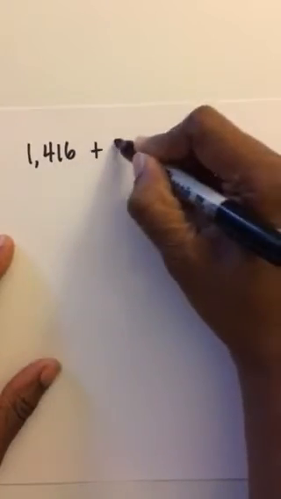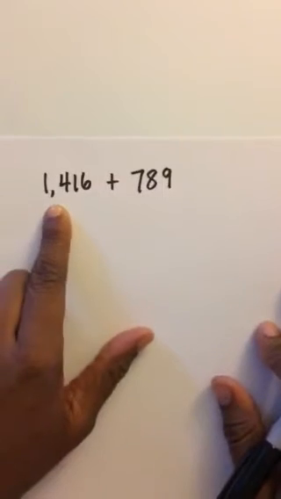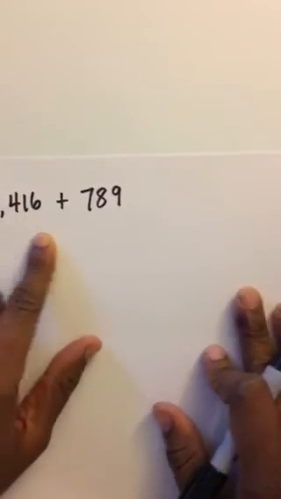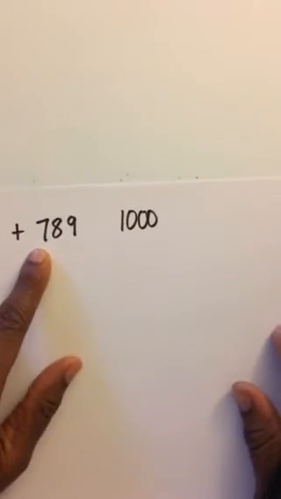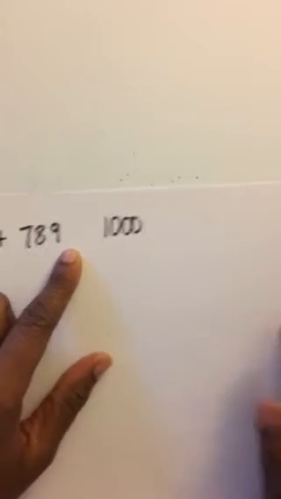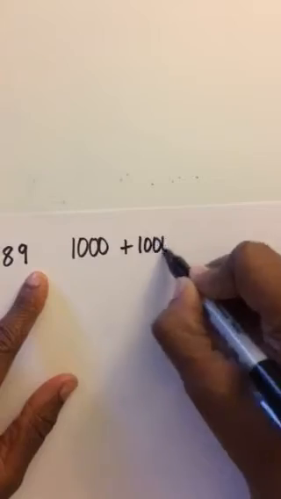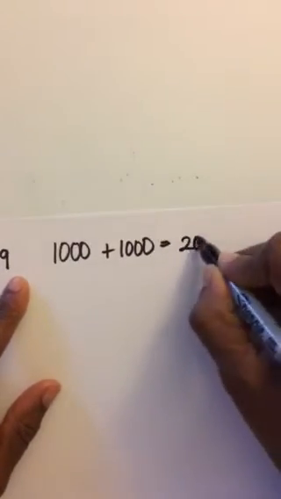About 1,416 plus 789. I'm going to go ahead and round 1,416 to 1,000 to the nearest thousand, and 789 to the nearest thousand is also 1,000. 1,000 plus 1,000 is 2,000.